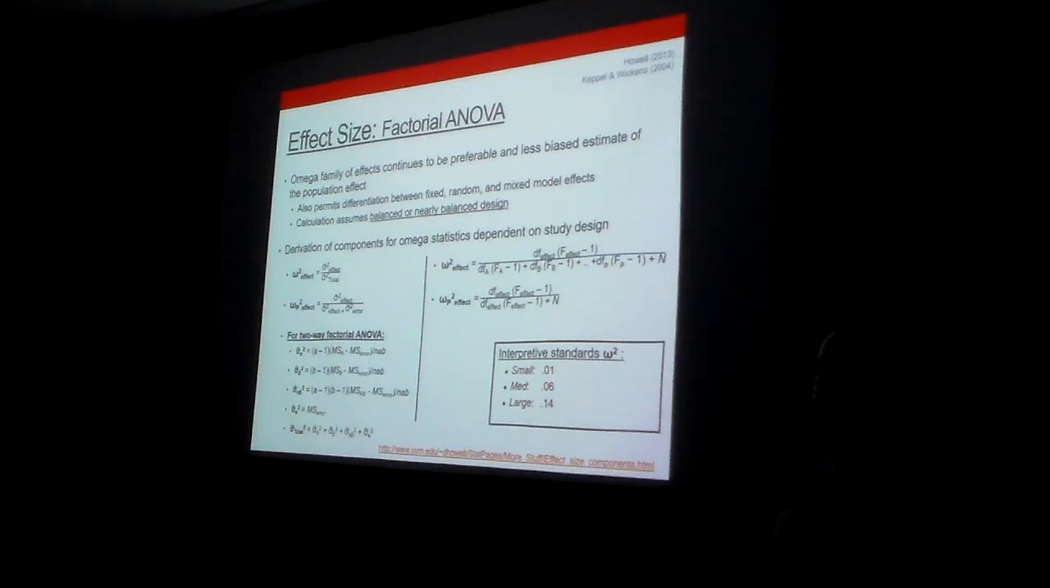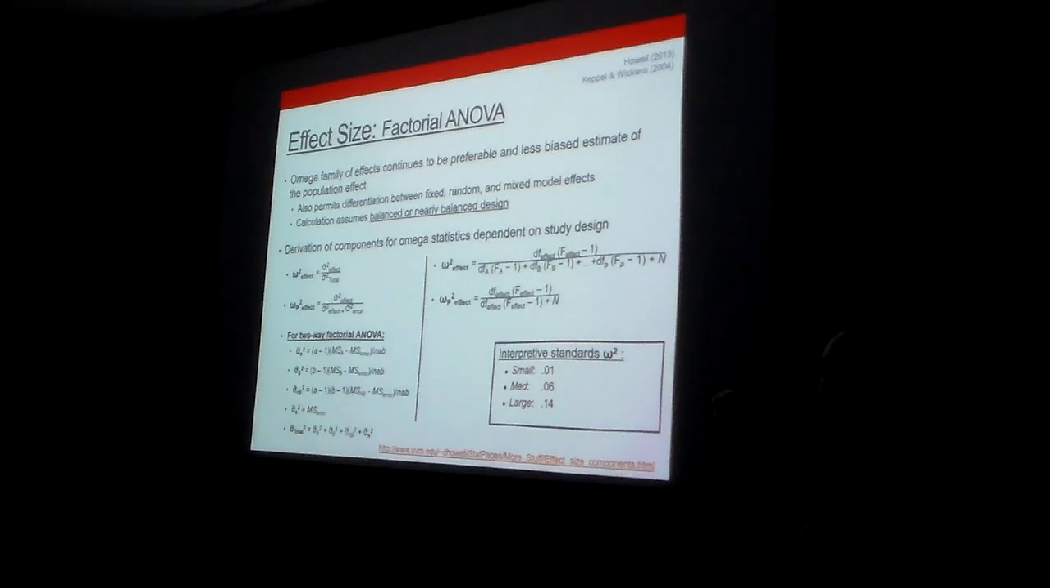Howell has some different ways depending on the type of design you're looking at, the size of the design, and whether you're talking about fixed or random factors. There are different ways of calculating omega squared and partial omega squared. For you guys, just focus on this, okay?